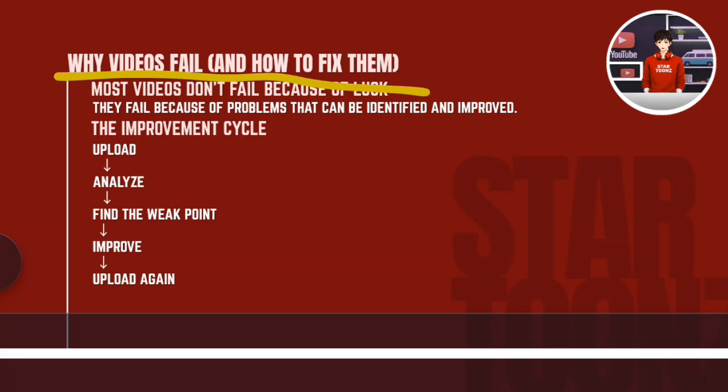Another mistake is blaming the algorithm for everything. The algorithm isn't your enemy. Its goal is to recommend videos that viewers enjoy. If viewers love your content, YouTube has a reason to recommend it. This is why successful creators focus on improvement instead of excuses.